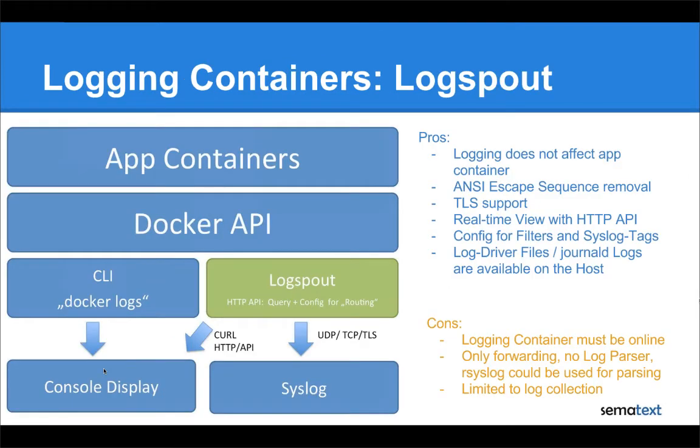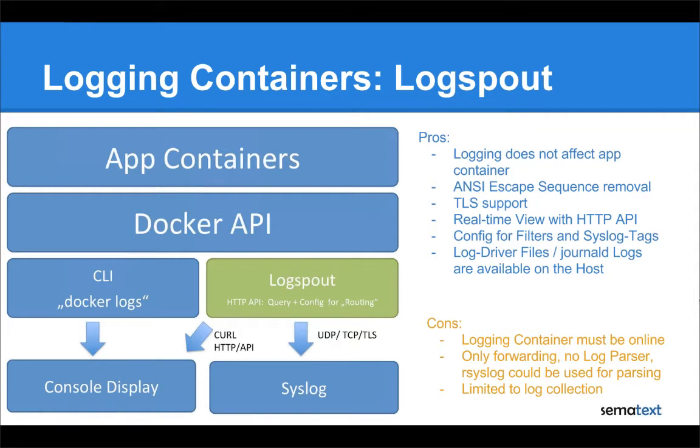Okay, let's see what else we could do. If we use an API-based solution, we get the logs from the Docker daemon. Because we can keep the default driver, JSON files, it's possible to retrieve the logs via the command line tool, and we have them somewhere in a file on the Docker host. There's a very popular solution for such API-based logging containers, which is called Logspout.